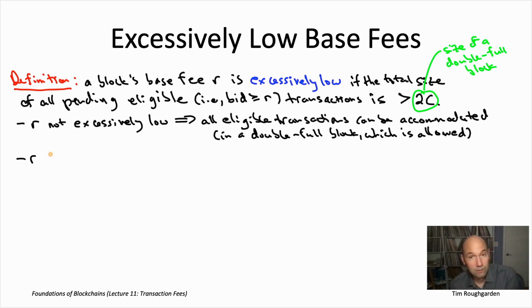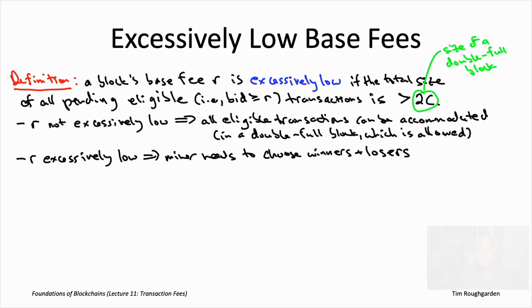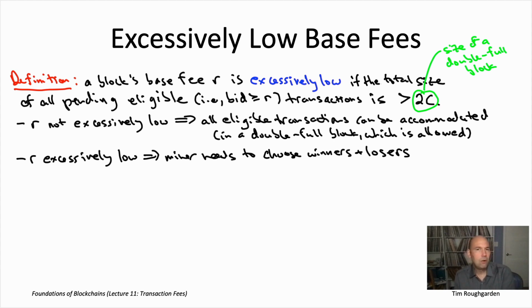On the other hand, if r is in fact excessively low, now as the miner you cannot accommodate all of the eligible transactions. You need to separate them into winners and losers, just as one would normally do in a first price auction. Now, this same dichotomy that determines whether the transaction selection problem is trivial for the miner, because it can just pick everybody, or non-trivial for the miner, where it has to make decisions about who's a winner and who's a loser, translates directly into how easy it is for users to bid. Because if the base fee is not excessively low, the eligible transactions are not competing with each other, so there's no reason to bid more than the minimum little r. The miner can go ahead and accommodate everybody willing to pay little r.